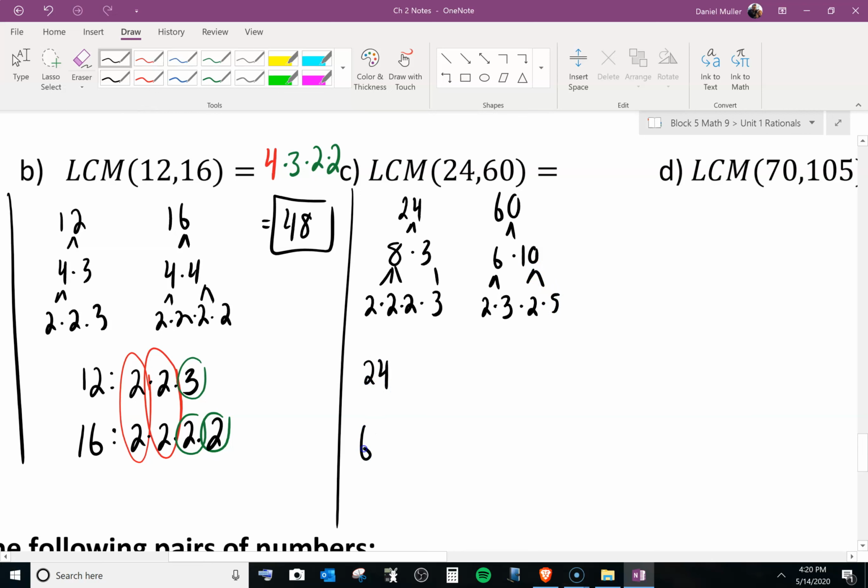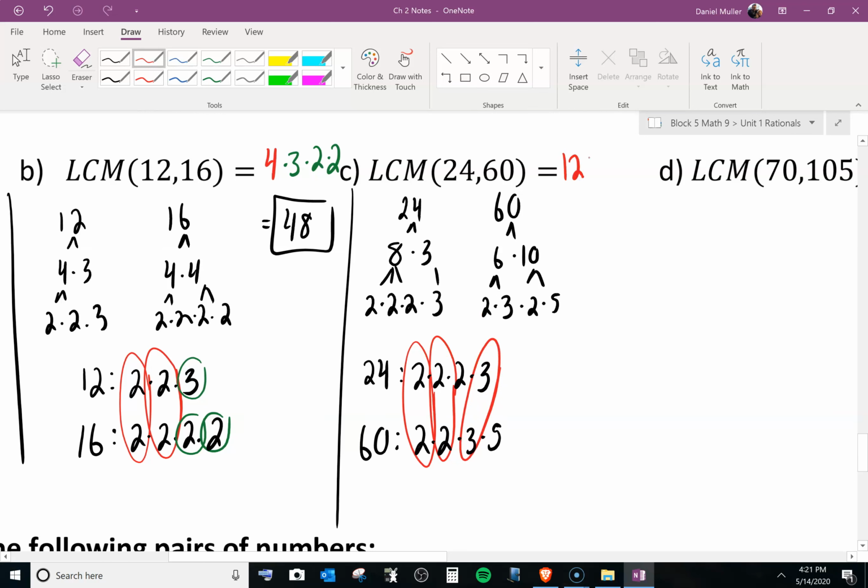So now that I've broken these up, I can just kind of write them in a list. 24 is 2, 2, 2, 3. So 3 of these 2's, and then a 3. And 60 is 2 2's, a 3, and a 5. So my GCF, which I'm not asked for at the time, but we need it here, is 2 times 2 times 3. So 2 times 2 is 4. 4 times 3 is 12.